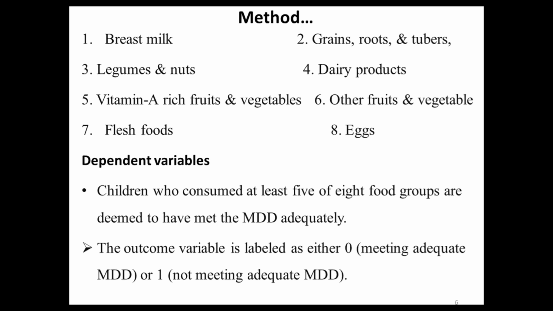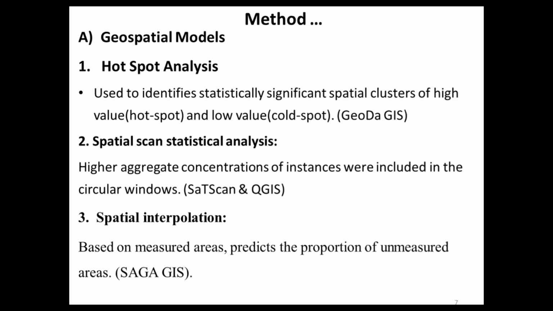For this analysis, the dependent variable is as follows: children who consume at least 5 of the 8 food groups are deemed to have met the minimum dietary diversity, or have good feeding practices. Consuming at least 5, or 6, 7 and above, means the child gets adequate minimum dietary diversity. Below 5 food groups is bad feeding practice. The outcome variable is labeled 0, meeting adequate minimum dietary diversity, or 1, not meeting it.